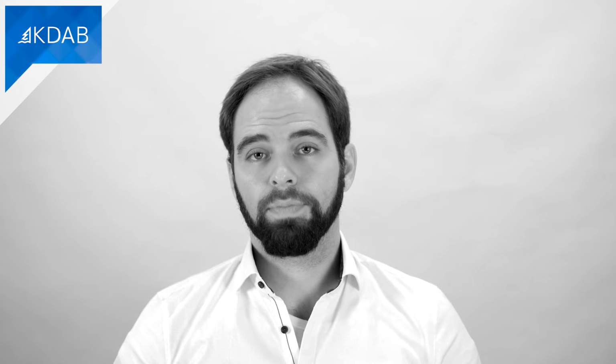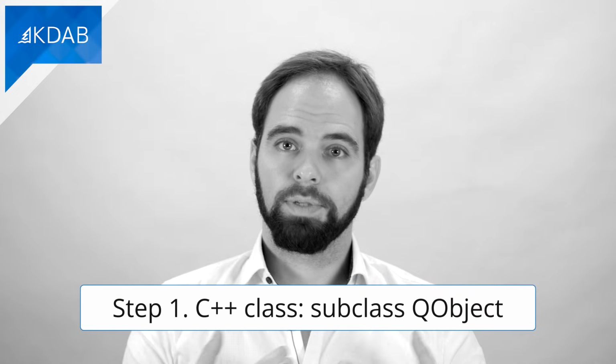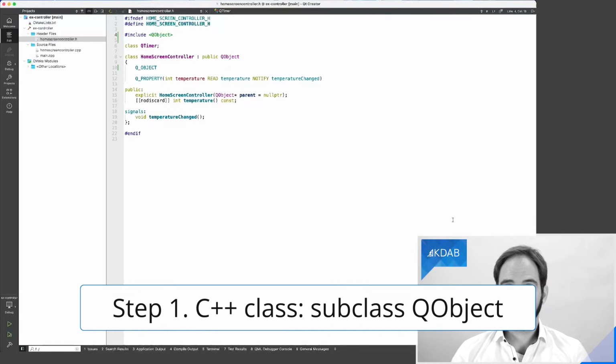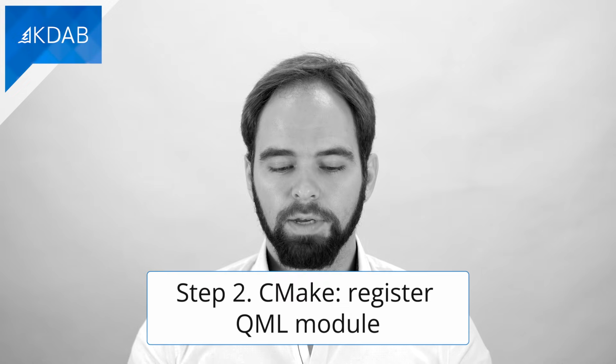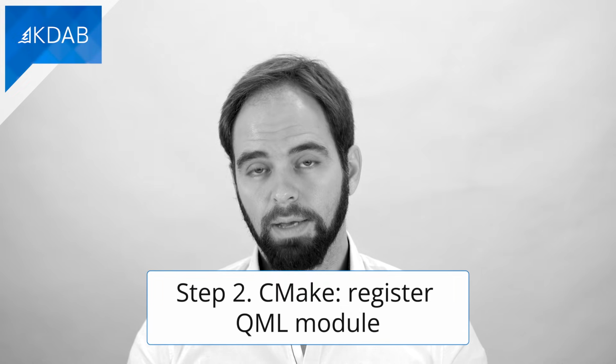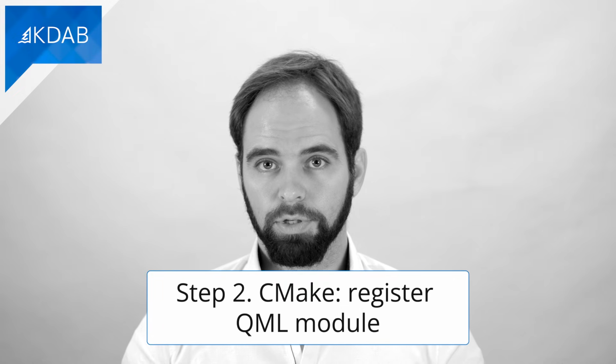The first step is that our C++ class needs to be subclassed from QObject. In the code that I have prepared, this is already the case. Just as a reminder, we subclass from QObject, and we need to use the QObject macro to make all of the features of QObject available. The second step is that we create a QML module and we add this class to the QML module.